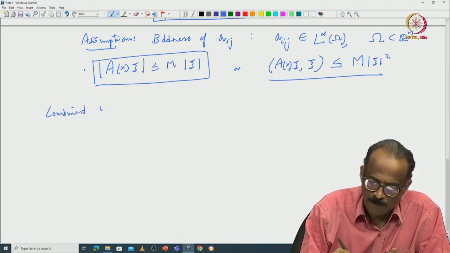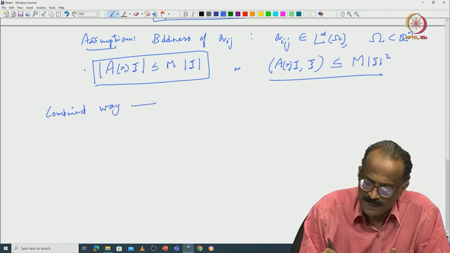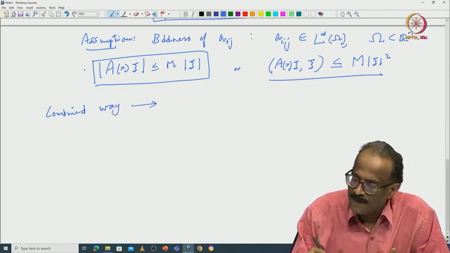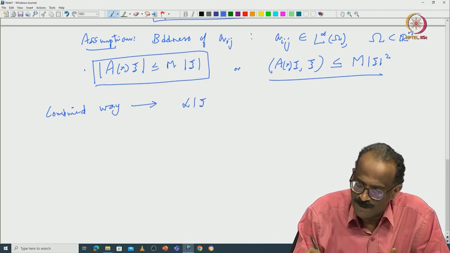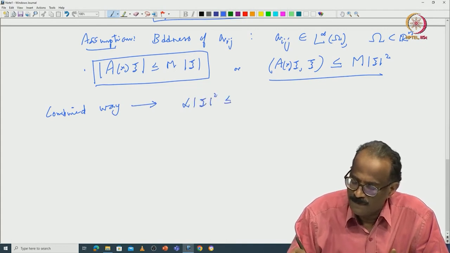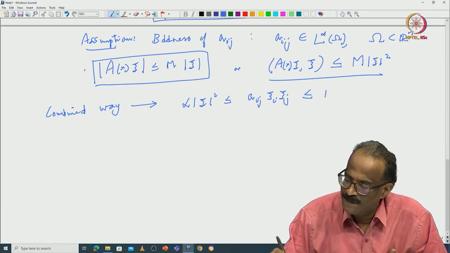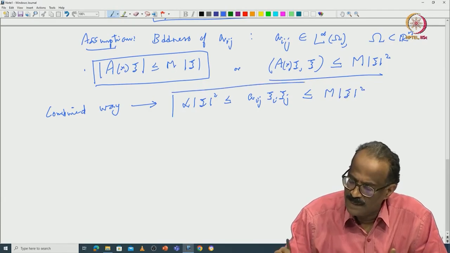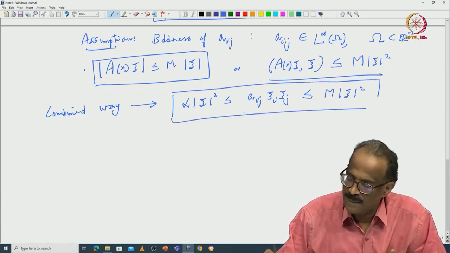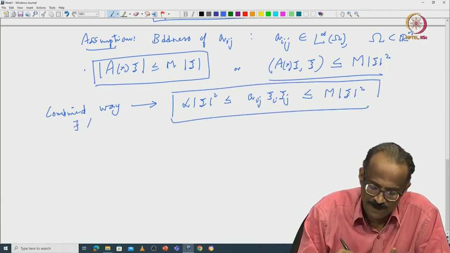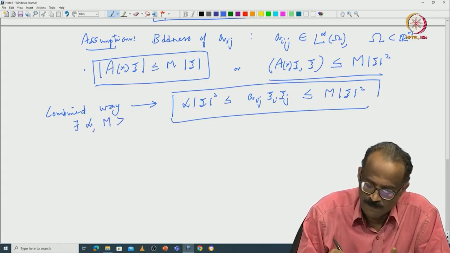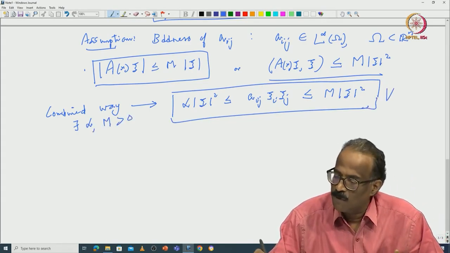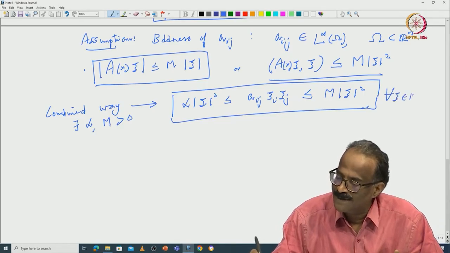Combining ellipticity and this assumption, many books will write the assumption as some alpha into mod psi square less than or equal to aij psi i psi j less than or equal to m into mod psi square. So there exist alpha, m positive, and this should happen for all psi in Rn.